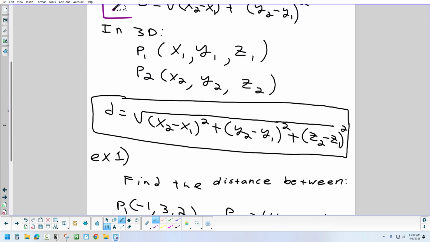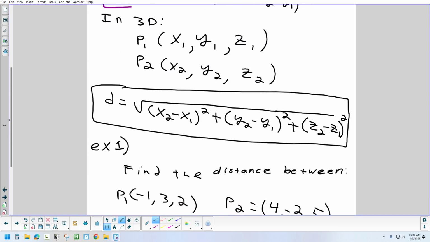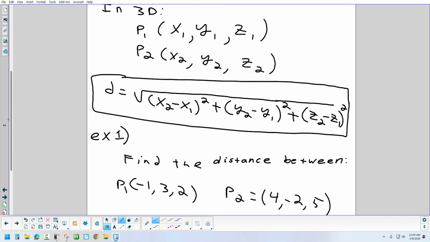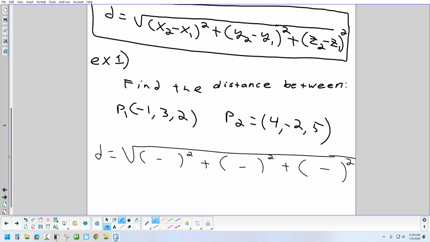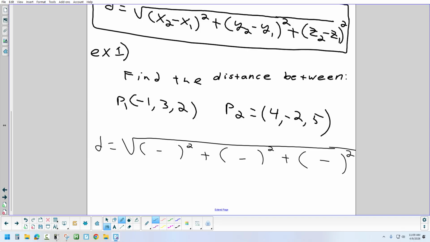So if we follow the pattern. Before plus 1. Yeah. So if we follow what they have up there, they're doing x2 minus x1. So that would be 4 minus -1.